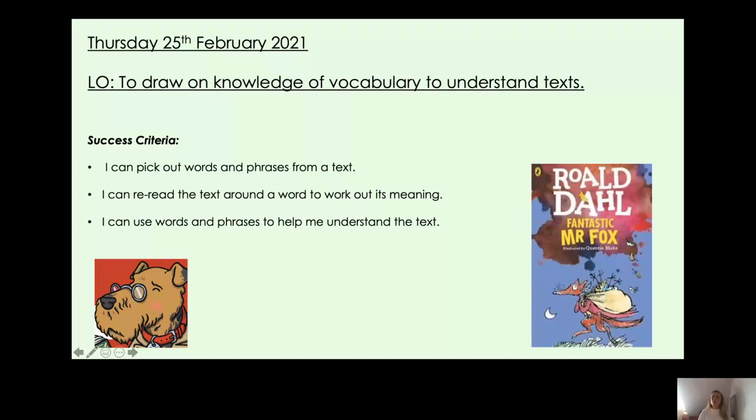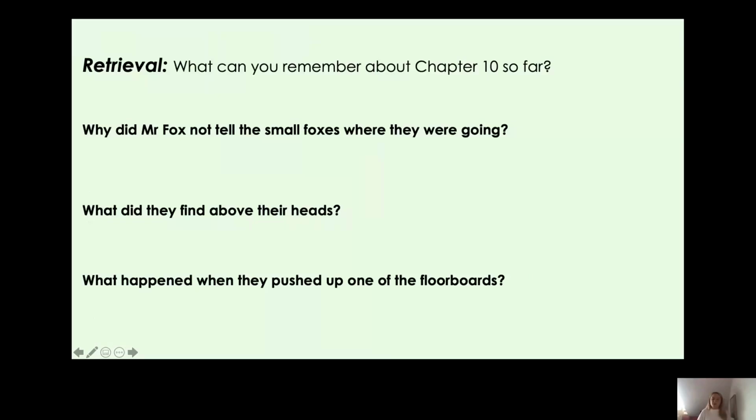Now, before we move on to vocabulary today, I would like to see what we can remember from last lesson, so from the start of chapter 10. So we have 3 questions here. Why did Mr. Fox not tell the small foxes where they were going? What did they find above their heads? And what happened when they pushed up one of the floorboards? So if you need to use the pages that I sent you last lesson, that is completely fine. But if you can do these from memory, that's fantastic. Okay, so pause the video now and have a go at answering these questions.